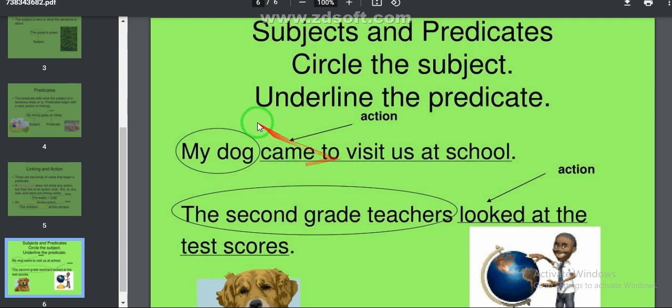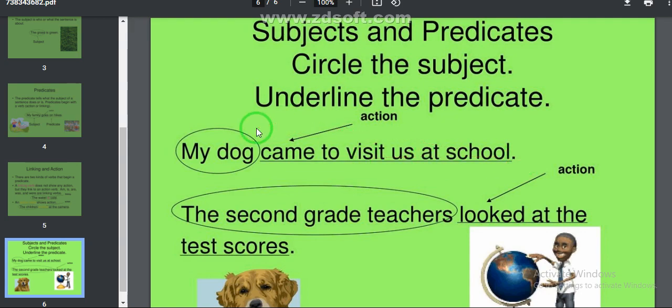Okay, here are some other examples. Let's do them. Subject and predicate. Circle the subject, underline the predicate. So we should circle the subject and underline the predicate. Let's start. My dog came to visit us at school.